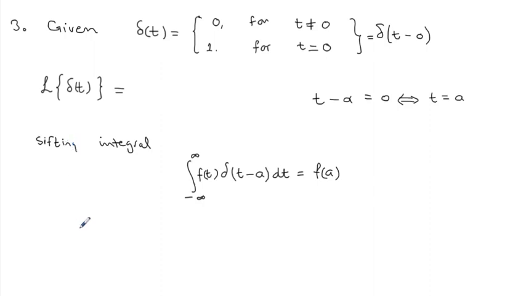Okay. So let's come now and develop, see what's the integral of delta t. So what we're going to do, we're going to say Laplace transform of delta t equals integral from 0 to infinity, of course, of delta t multiplied by e to the power minus st dt. I really don't need to do a lot of things here.